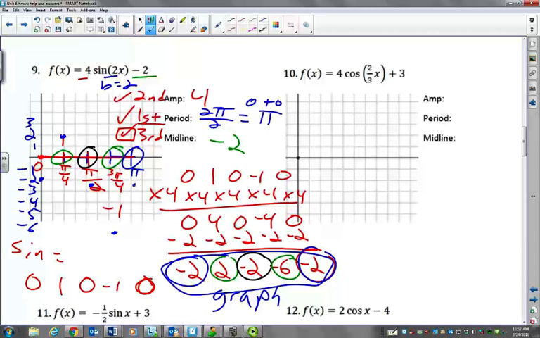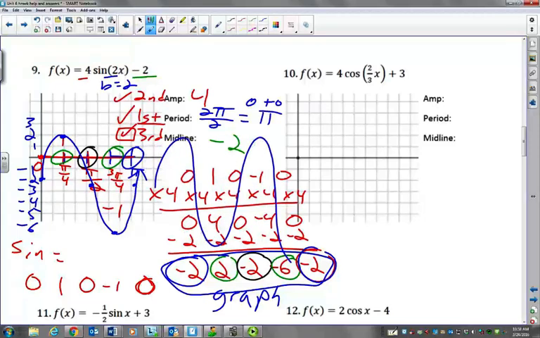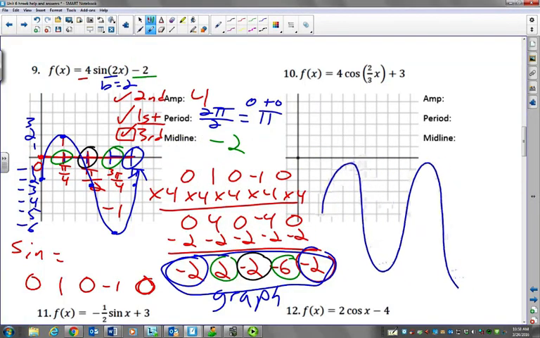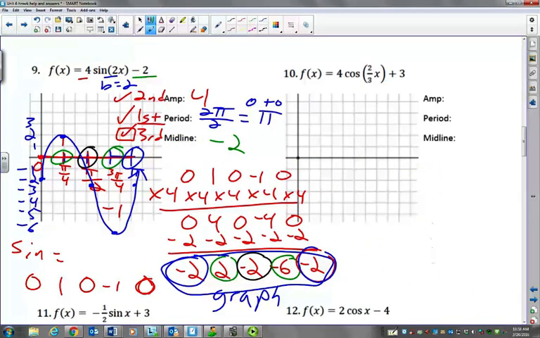So all the way down and up and around. Try to curve them a little bit. And so then it will keep going on and on and on. But we're only asking you to do just the one period there. We're just asking you to go from 0 to pi. So that's how you do number 9.